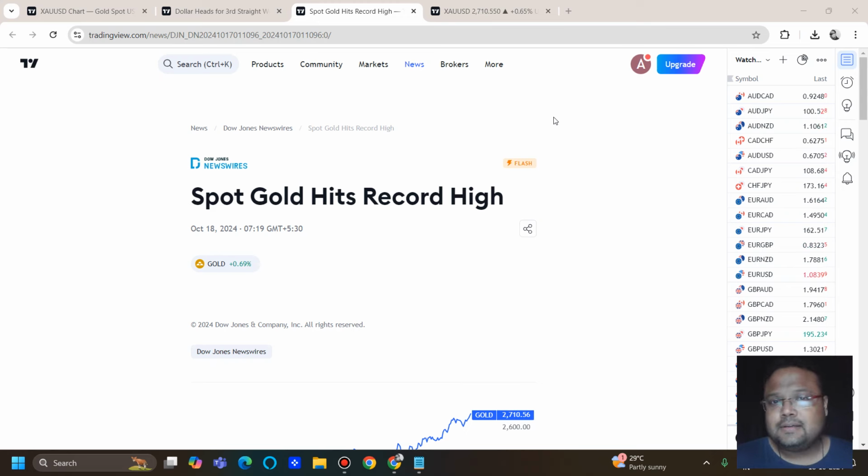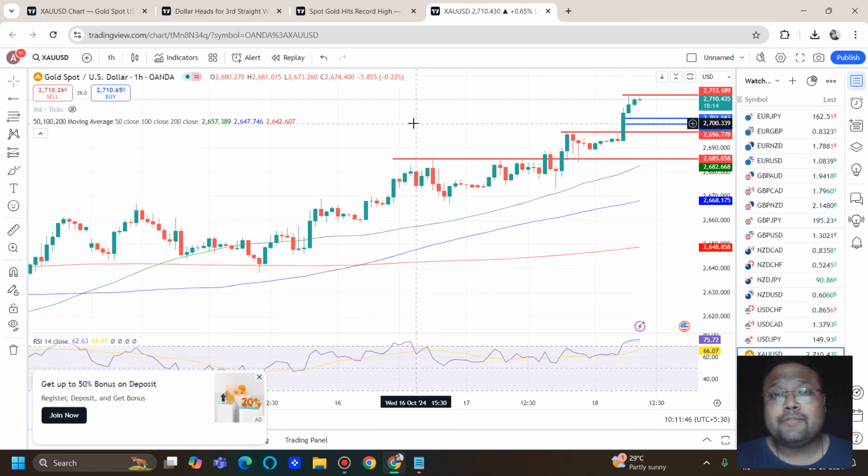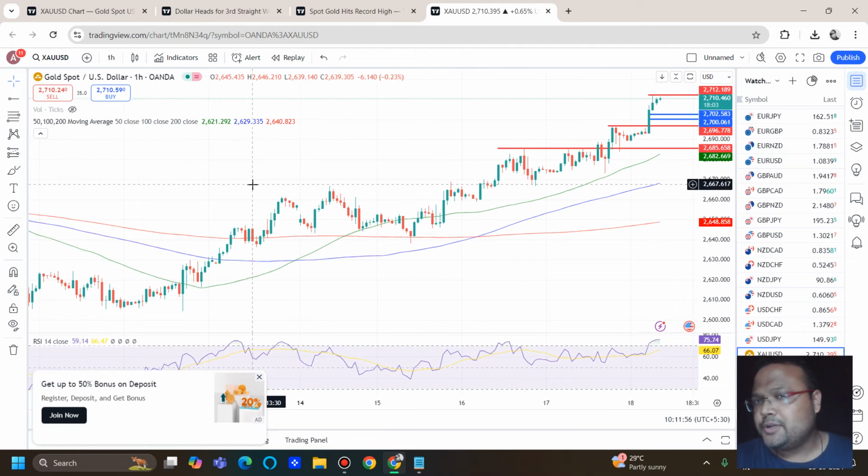So let's get started. Gold hits a record high. My dear friends, gold is finally trading above 2700, and comfortably trading above 2700. We have been discussing this breakout for a long time, and finally we can see that gold is still bullish. There is no sign of trend reversal yet.